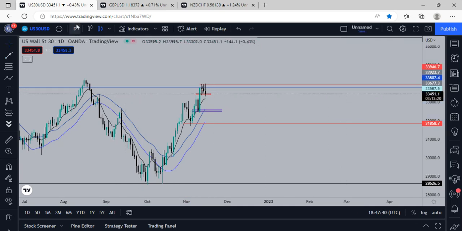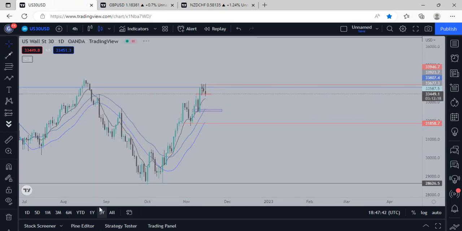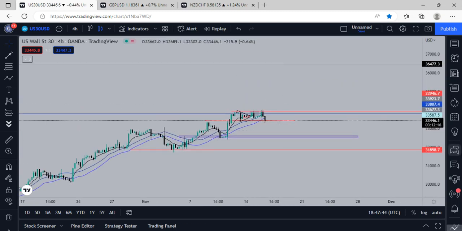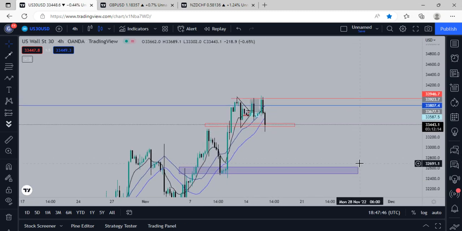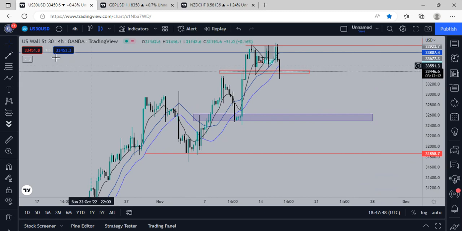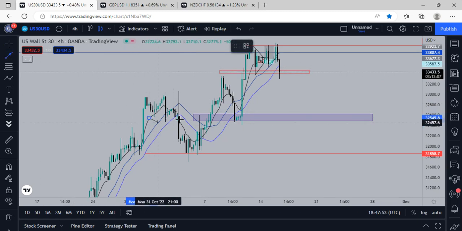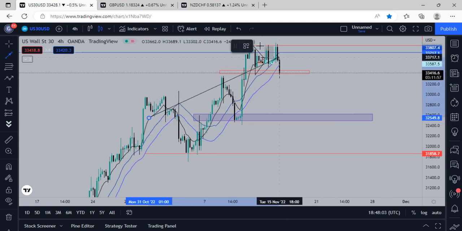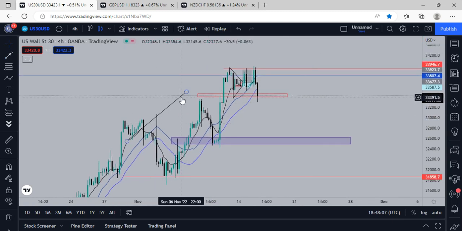Okay, so now you move on to the 4-hour chart. All right. Now what we see here is this higher high, higher low. I made this my support. Price came back. Okay, made a higher high, another higher low. Now it made this higher high. The price started rejecting, okay, at this resistance level.